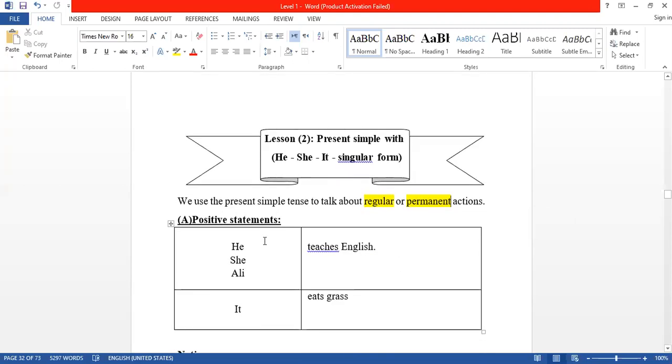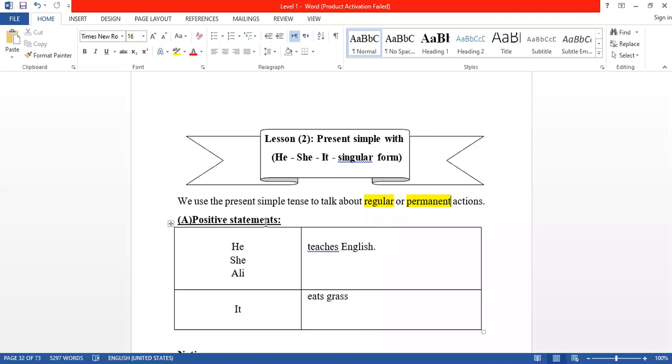First of all, I'm going to talk about the positive statements or affirmative sentences. What do we mean by positive statements or sentences? Here in Arabic we mean jumla al-muthbata. How can I form a positive statement in the simple present or in the present simple?